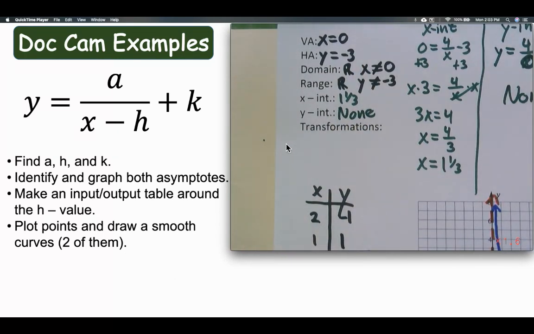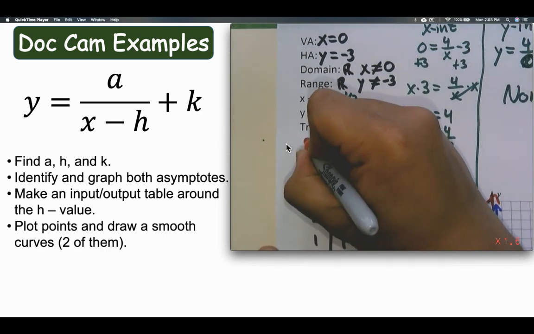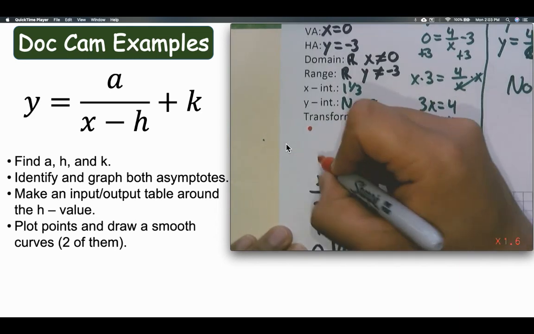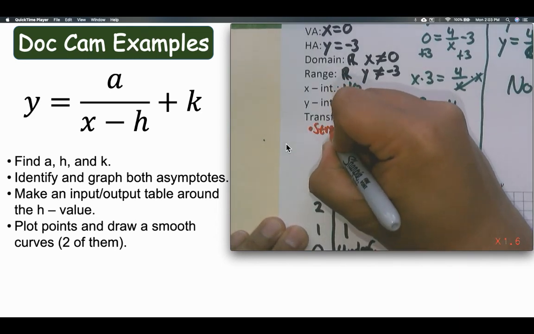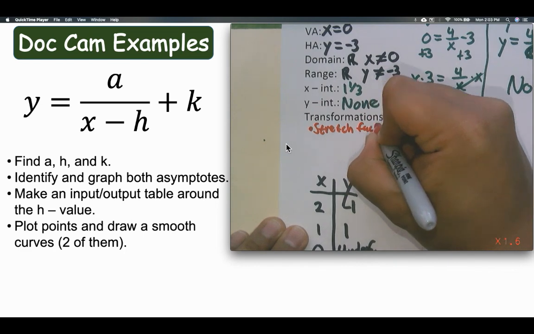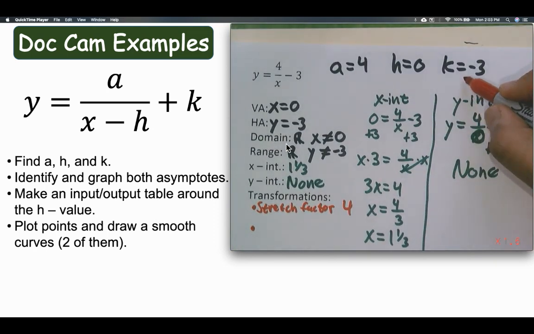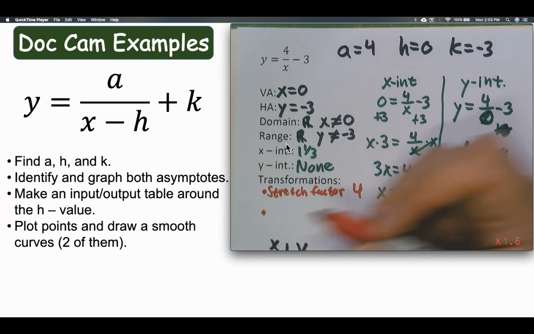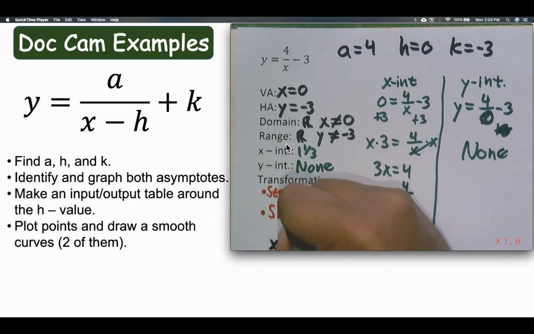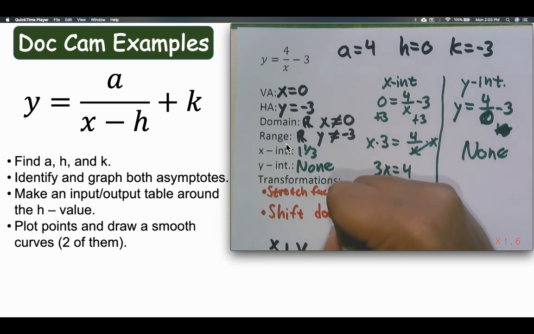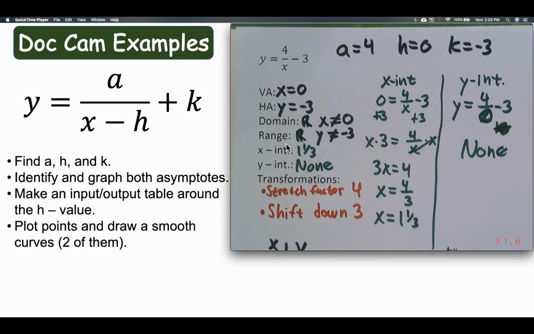So none. Transformations, last part. Look at your A, H, and K. So since my A is a 4, I have a stretch factor of 4. H is 0, so I don't have any left-right shifts, but K is a -3. Since K is a -3, I know that this is going to be shift down 3 for my transformations. All right, and that's that one.